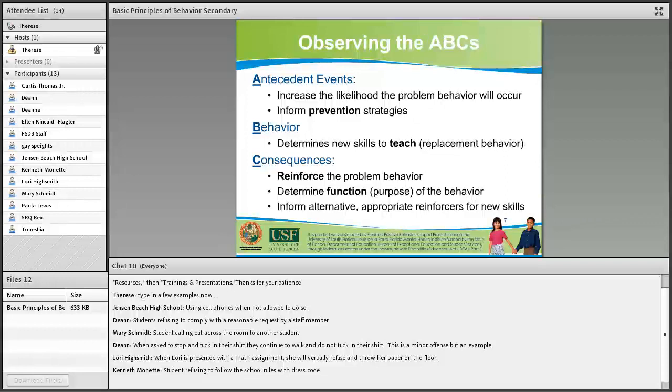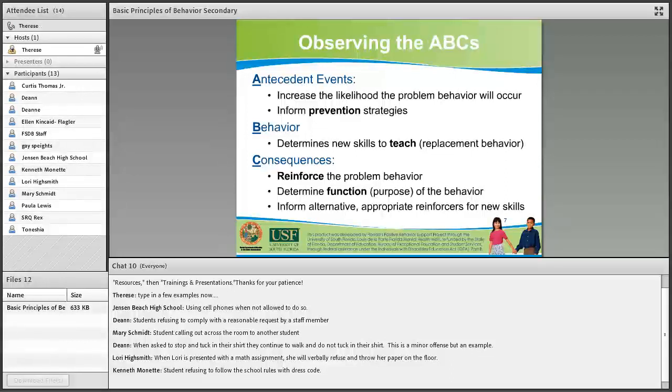They also let you know what your prevention strategies can be. The more you get familiar and get specific with your antecedents, the more likely you are to be able to do something to prevent that problem behavior from ever happening in the first place. Now, identifying the behavior and being really specific with the behavior helps you know what new skills you need to teach. Those will be your replacement behavior.